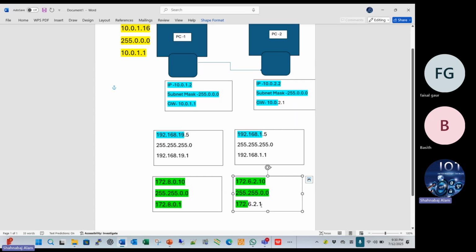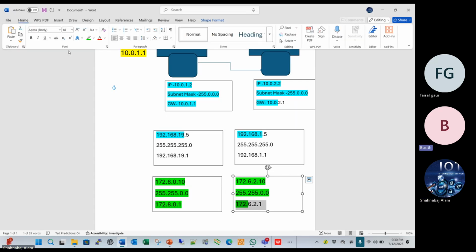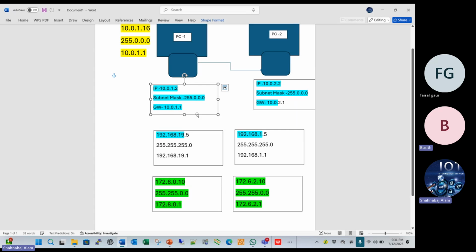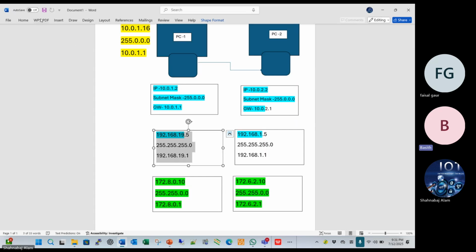Okay, this is right, as per your recording. This IP is configured on PC number 1, and this IP is configured on PC number 2. These two devices can't be connected, right? They will not communicate, because the IPs are different.